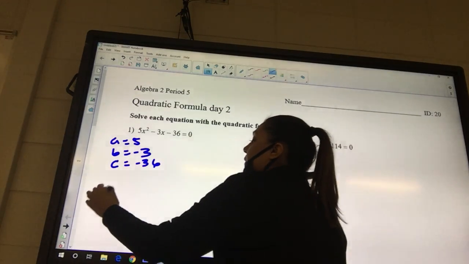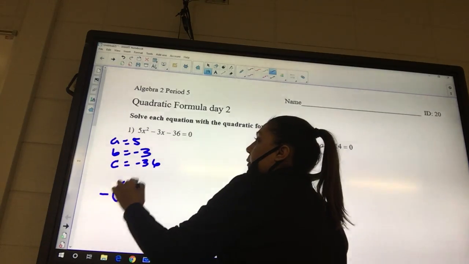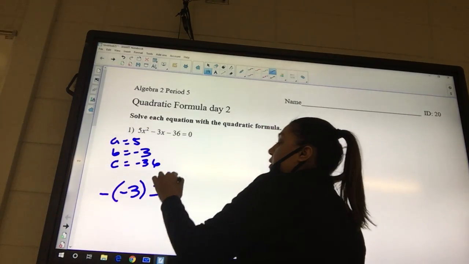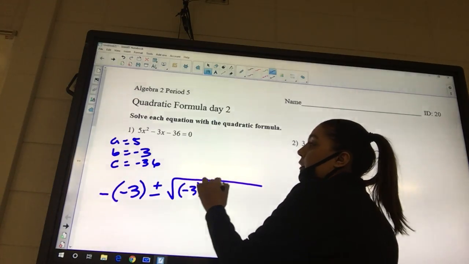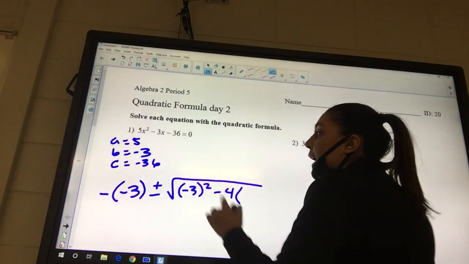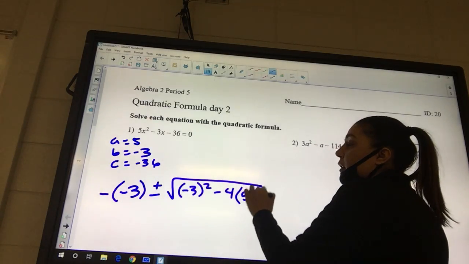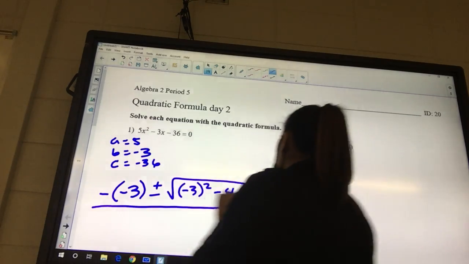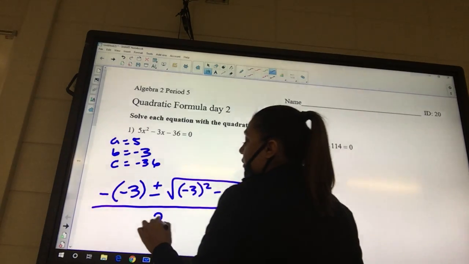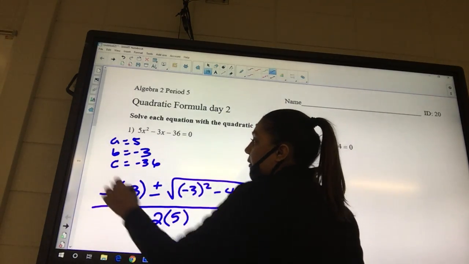So I got negative b, which is negative 3, plus or minus the square root of b squared, so negative 3 squared, minus 4. A is 5. C is negative 36. Under 2 times our A, which is 5.